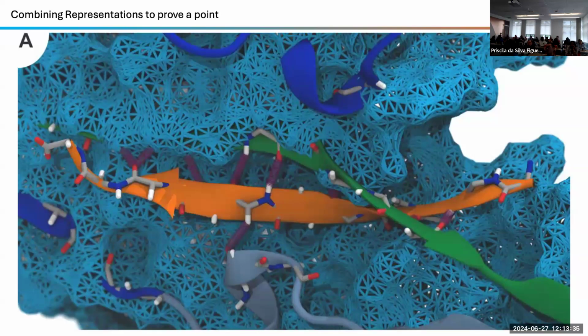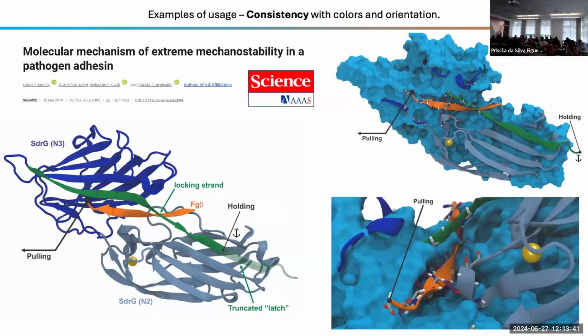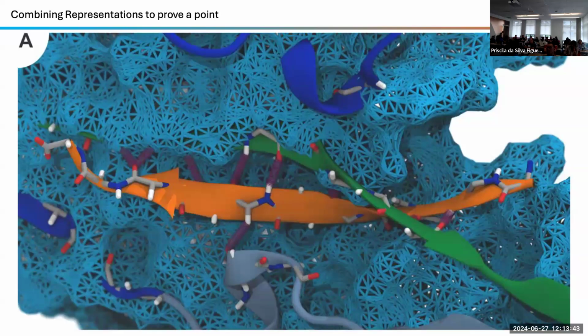So in this other one, it's combining representations to show something else. So in the previous one, we had a surface, and now we have this grid-like surface. And I want to ask Raphael why we use grid in here. But the feature that is being showed is the interaction between the peptide and the protein, and that he mentioned previously. It has like a network of hydrogen bonds that hold it strongly in place.